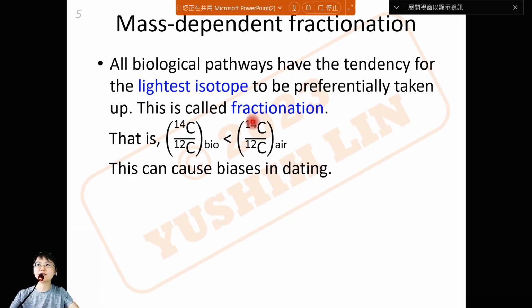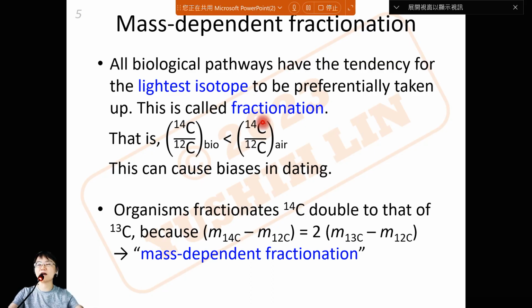However, even if they are all sampled today, when you measure the C14 to C12 ratio, you will have less C14 in the leaf than in the air CO2. This is because life will preferentially take up C12 and therefore make this ratio lower than the air CO2. This will cause bias in dating.